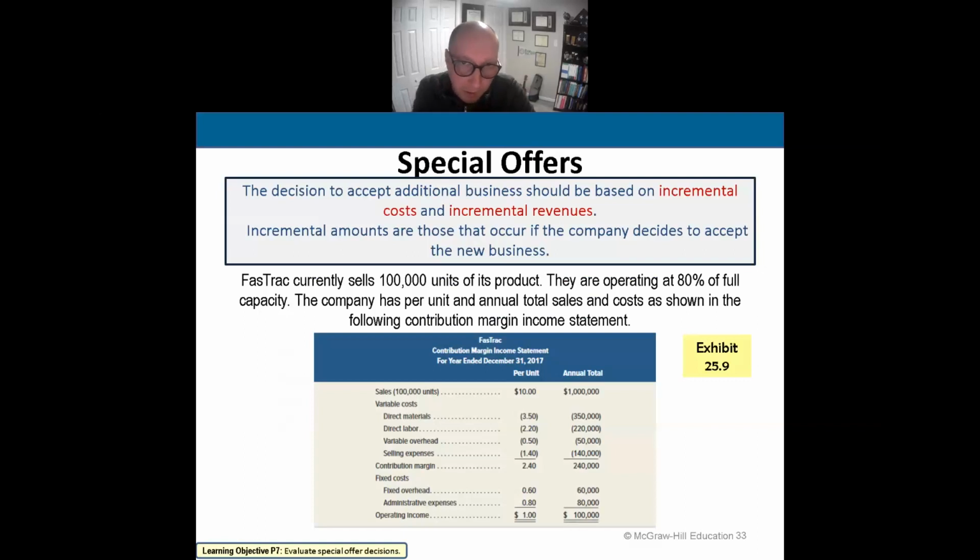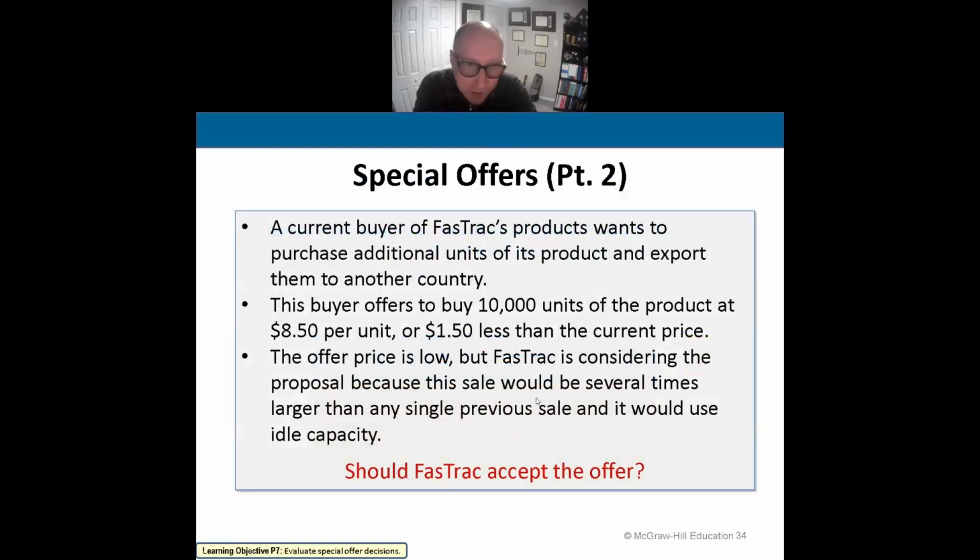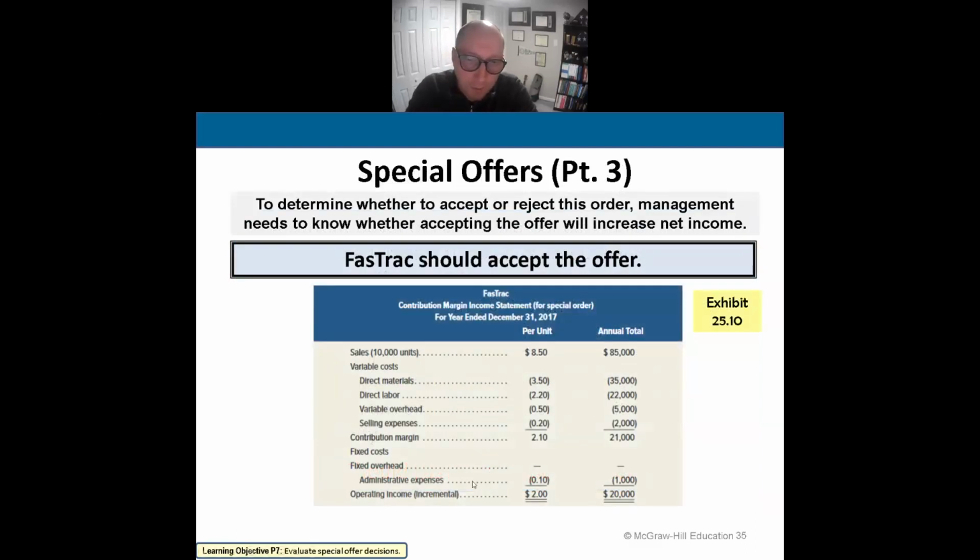We have an opportunity here, a special offer. The offer is that we have a customer that will buy 10,000 units from us at an $8.50 sales price per unit, which is $1.50 less than our current price. While it's a very low price, should we accept or reject this offer? A lot of it has to do with our capacity.